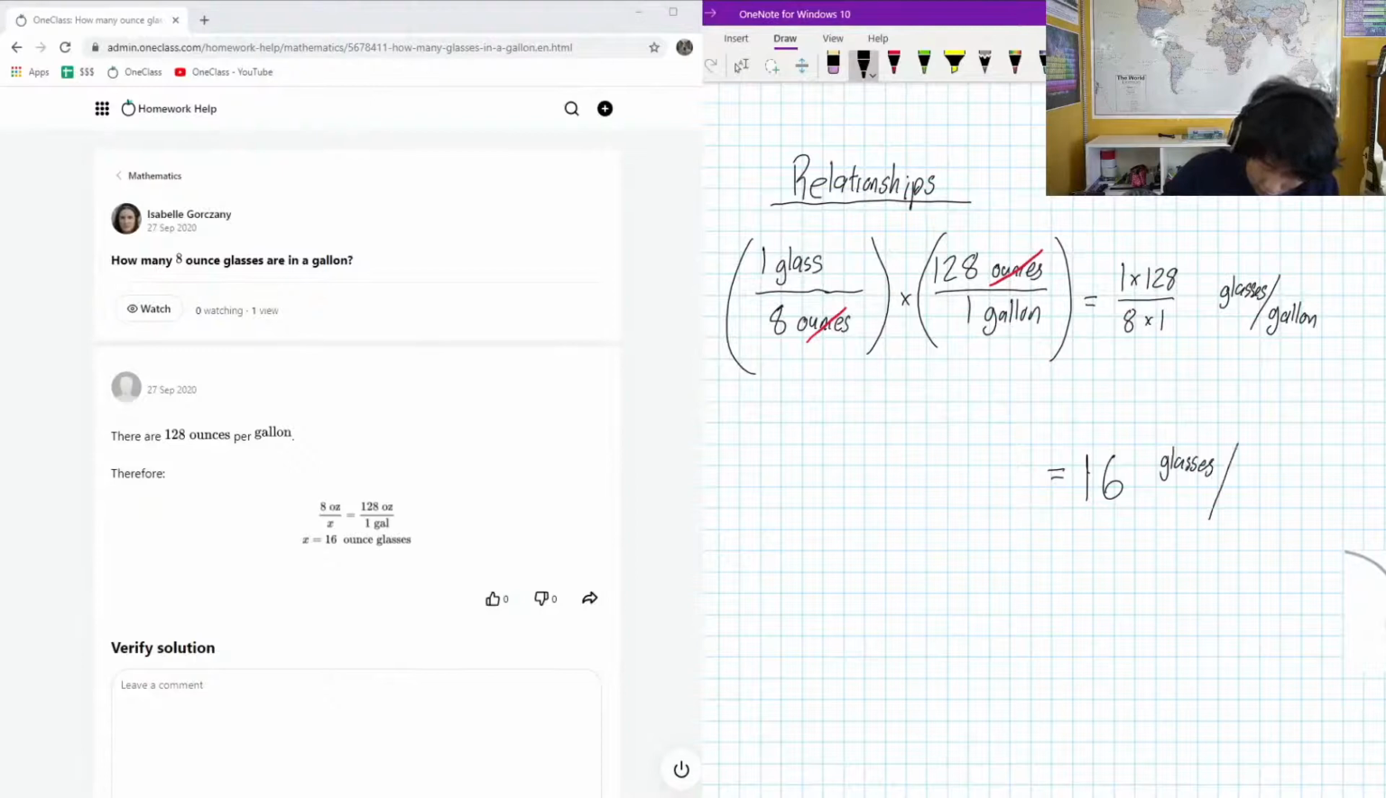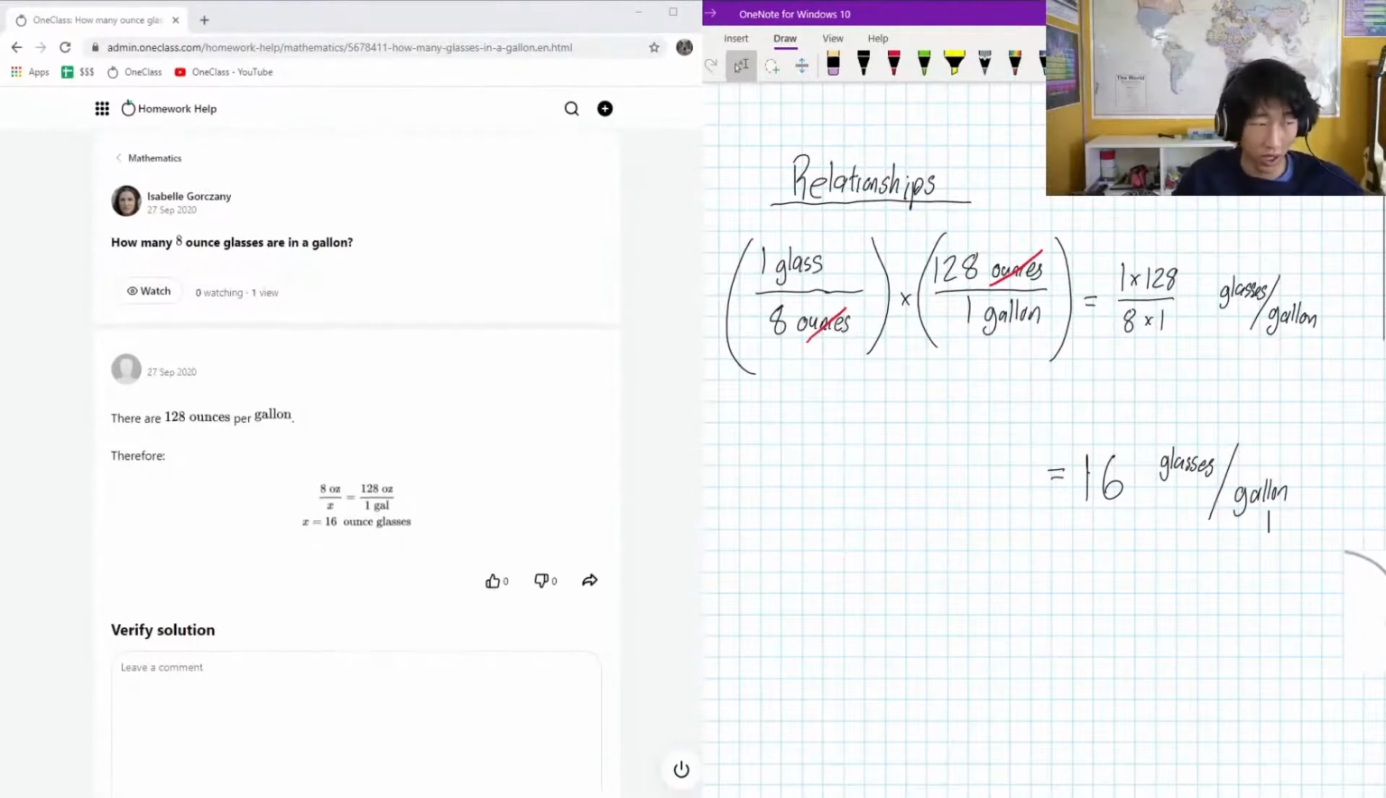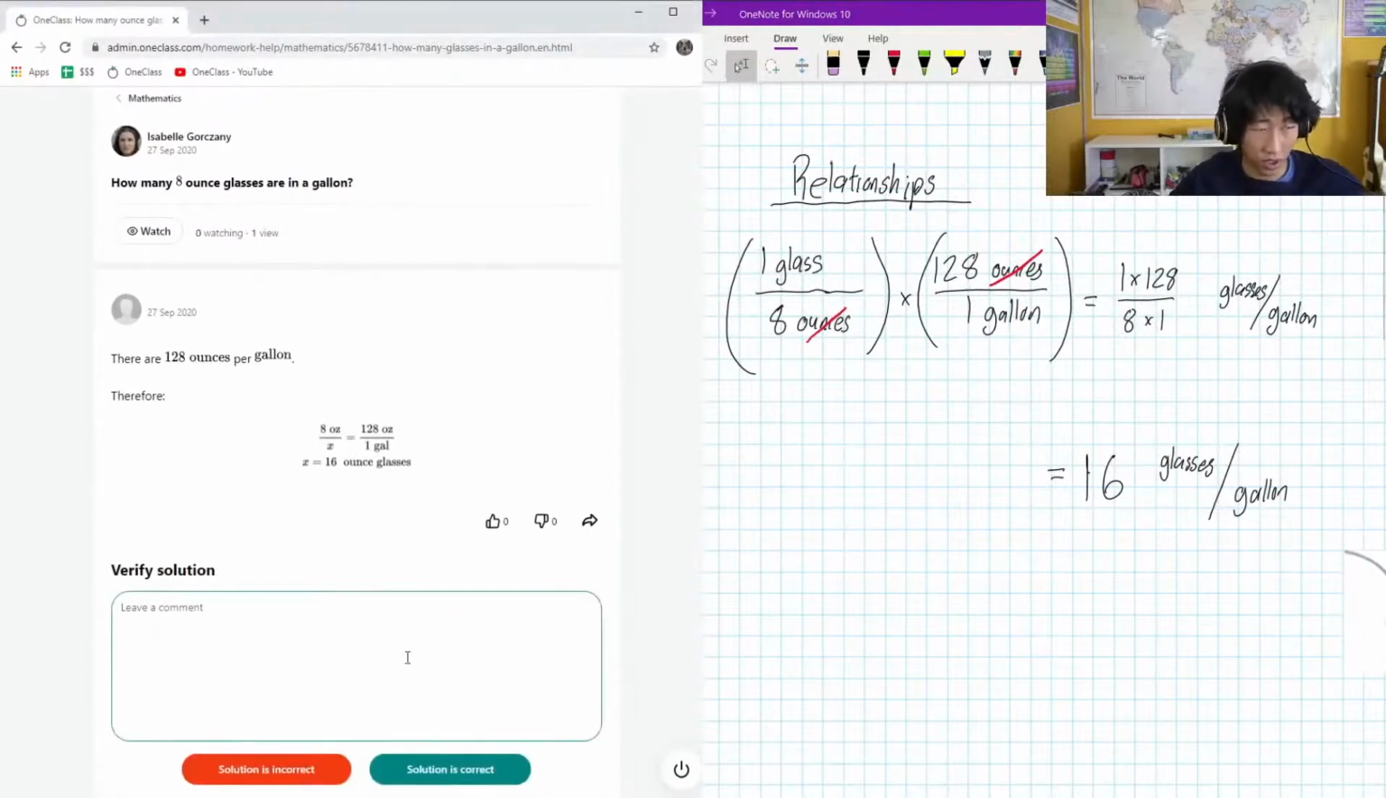glasses per gallon. And that unit definitely sounds reasonable because we know that a gallon is a very large volume and a glass is a smaller volume, so to have a lot of glasses in 1 gallon seems like a reasonable answer. Assuming that these relationships are true, and I know for a fact they are, this relationship will hold. So 16 glasses in 1 gallon, 8 glasses in half a gallon, that type of relationship will continue to hold. So the above solution is good. Awesome.